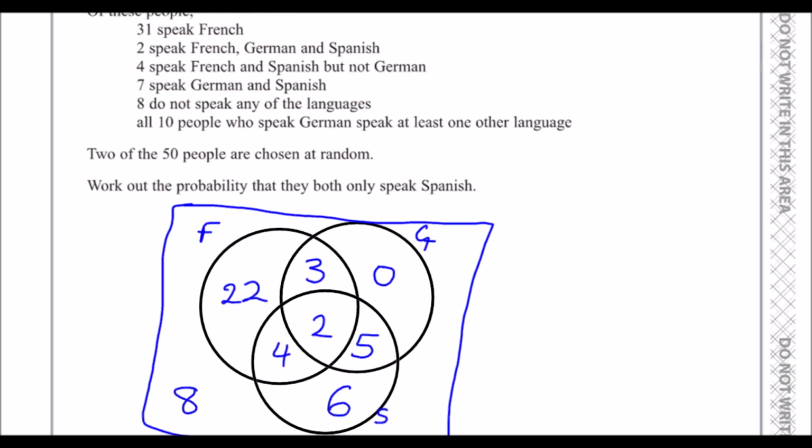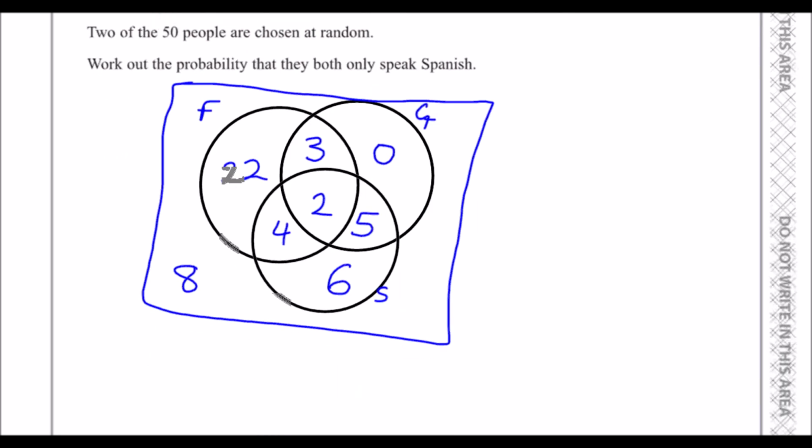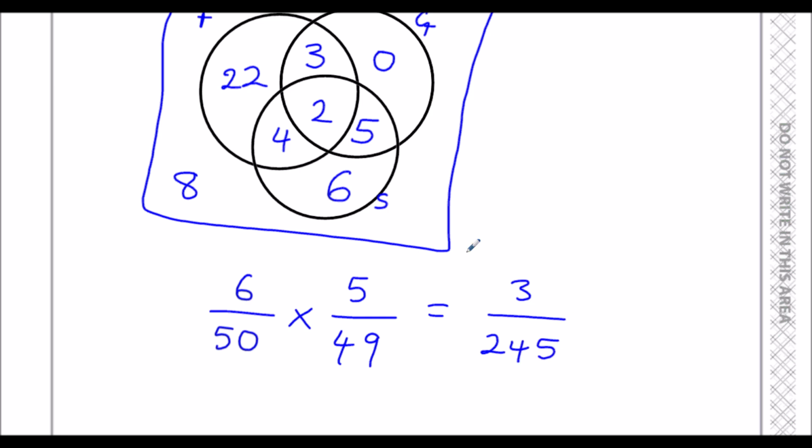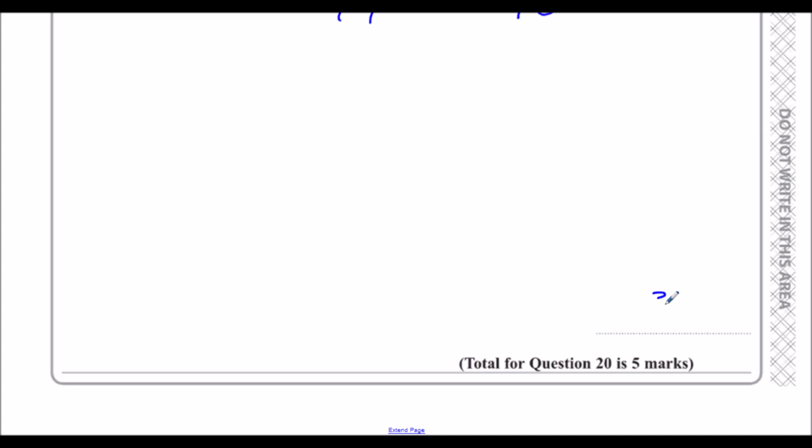2 people are chosen at random. Work out the probability they both only speak Spanish. So only Spanish is 6 out of 50. And so if I've asked one person, the probability of getting the first one is 6 out of 50. I'm going to pick another person. So the first person's gone, so there's only 5 left that only speak Spanish. And it's now out of 49 because one has gone. So it's 6 out of 50 times 5 out of 49, which is, it's given me 3 over 245. That's what the calculator's giving me. So that's what I'll put as my answer.